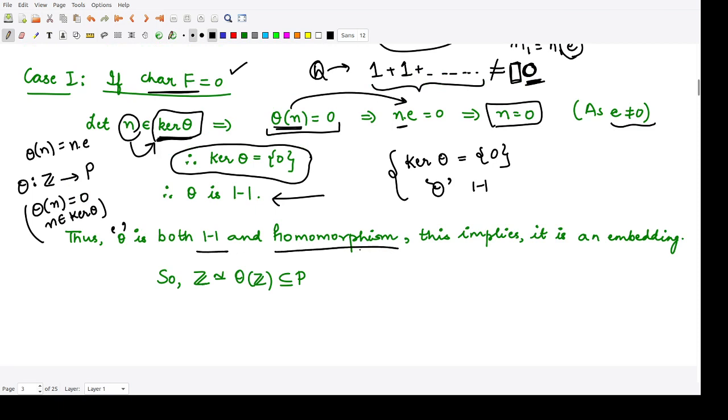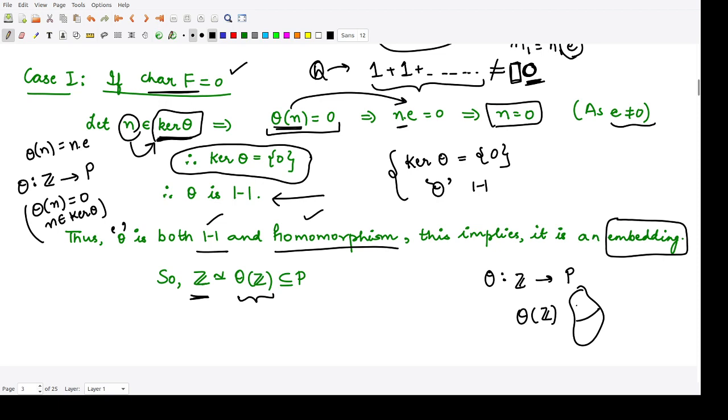So this mapping theta is both 1-1 and a homomorphism. By definition this is an embedding, because we call any mapping which is 1-1 and a homomorphism an embedding. So if this is an embedding, theta was defined from Z to P. What would be the image of this mapping? It would be theta of Z, right? So we would say Z is isomorphic to the image of Z, and the image of Z is present in this set P. This is what we have shown. Say this is equation number 1.